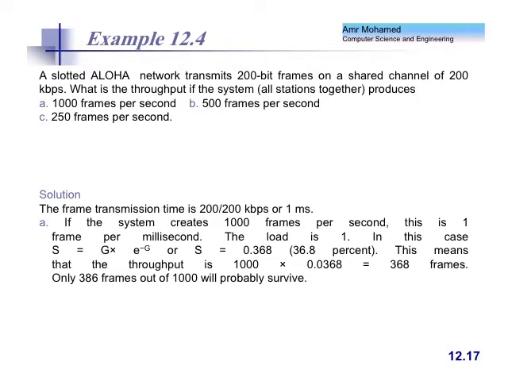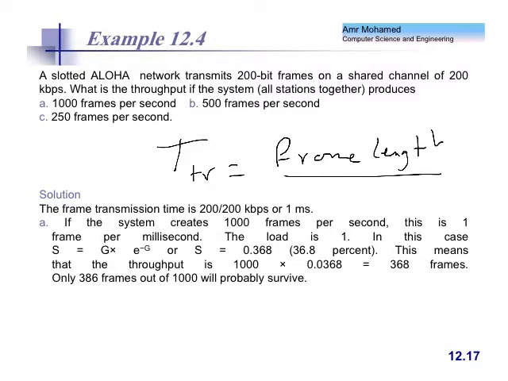So remember, for pure Aloha, we tried A, B, and C, 3 cases. For A, G was 1. For B, G was 1/2. And for C, G was 1/4. So where did we get this from? Simply that we know the fact that the transmission time is the length of the frame. The transmission time, T transmission, is equal to frame length divided by the bandwidth or the maximum data rate.